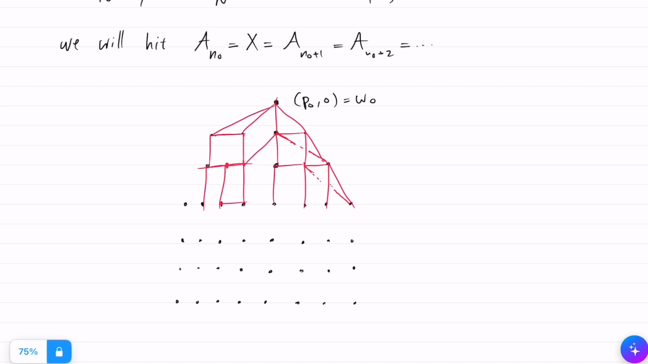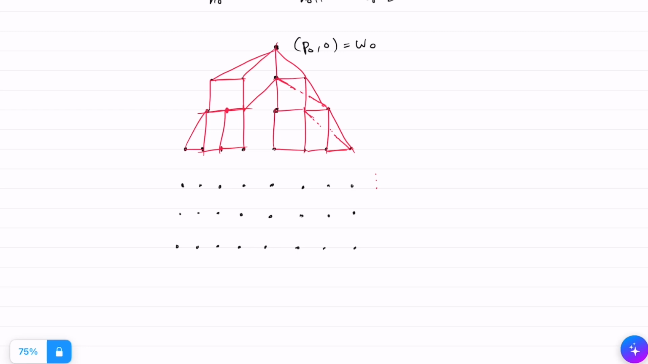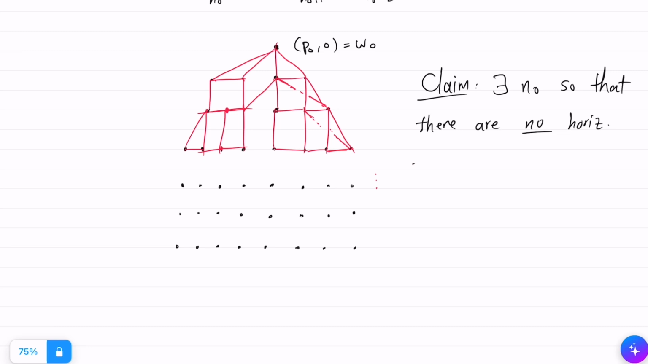Okay, and here you can have many various horizontal relations, horizontal edges. But my claim is that after some point, there will be no horizontal edges. So, claim, let me write it here. There exists a knot so that there are no horizontal edges at levels n for n bigger than or equal to n0.